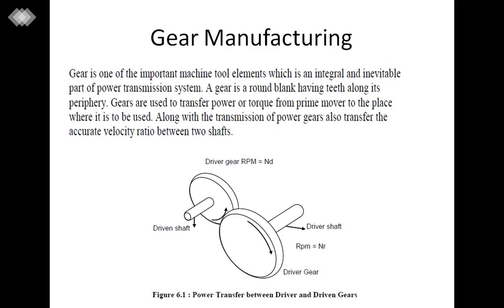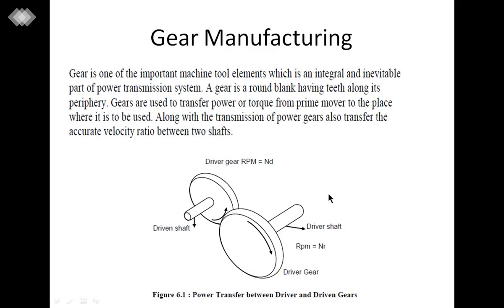Gears are used to transfer the power or the torque from a prime mover such as an electric motor to the application where it is required. Along with the transmission of power, gears also transfer the accurate velocity ratio between two shafts. In this diagram the principle of the gears is explained. There is a driver gear fixed with the prime mover, such as an electric motor, through this driver shaft. It is engaged through a number of teeth on its periphery with the driven gear fixed on this driven shaft, which is attached to the application where it is required.